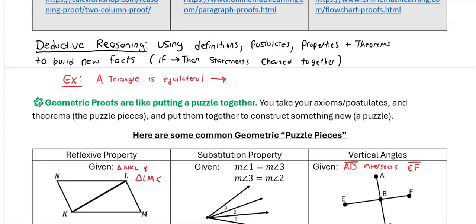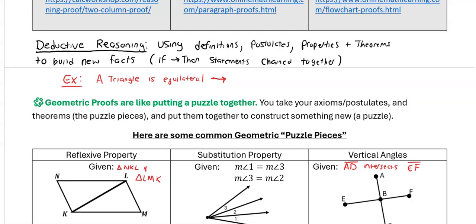So at this point, you have hopefully talked about the structure of a two-column proof, and we've looked at some algebraic examples so that we can start with a math topic you are strong and familiar with and show you the structure. This video is going to talk specifically about how we can apply geometric concepts.